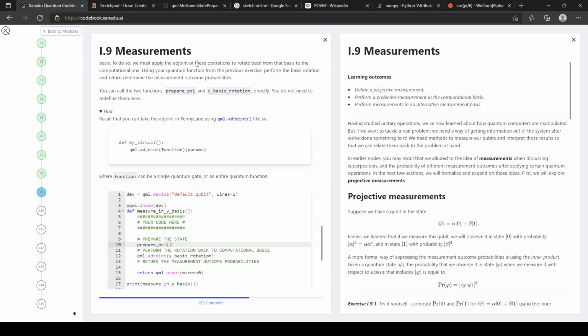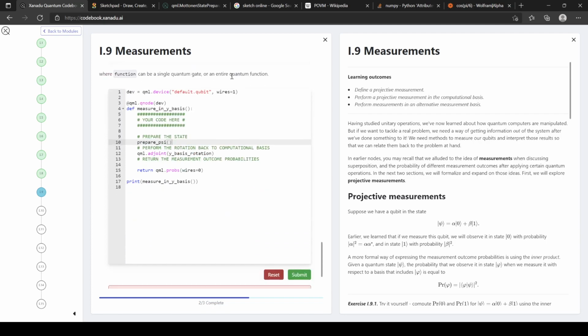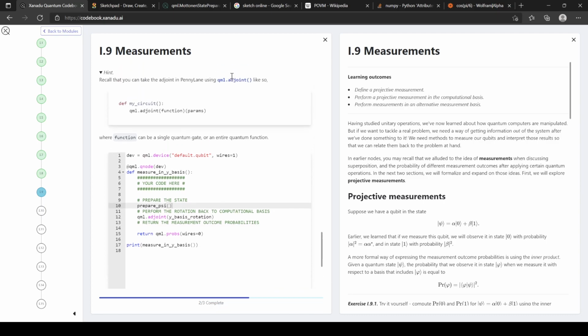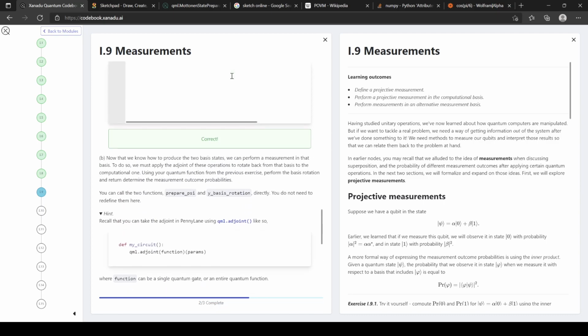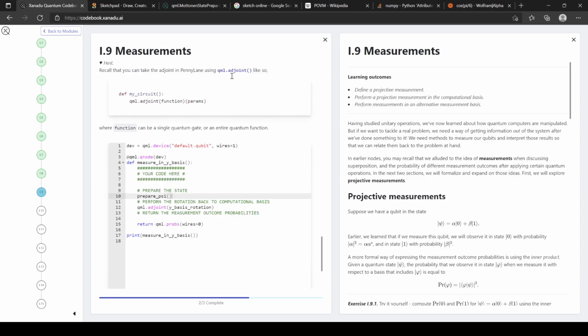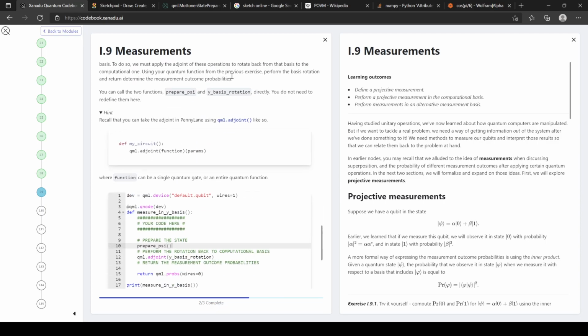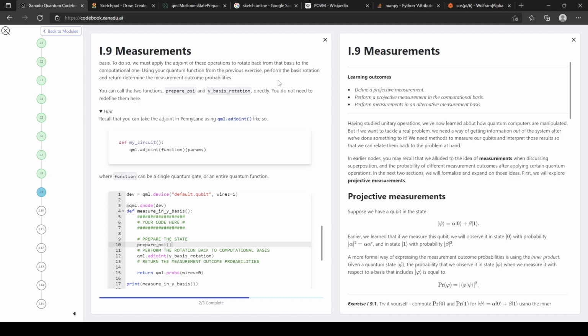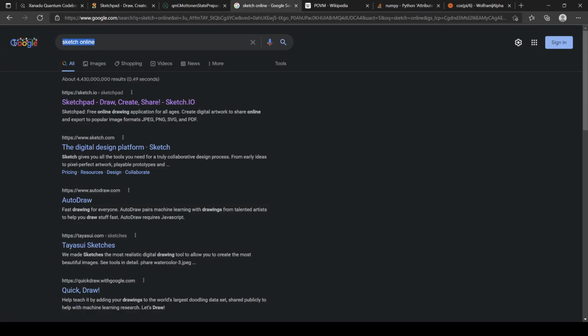Okay, let me think about this for a second. I feel like I'm missing just something trivial here. Because we want to measure in the y basis, which means we want to convert from the y basis back to the z basis by doing the adjoint. Is that not exactly what we want? I'm gonna check.